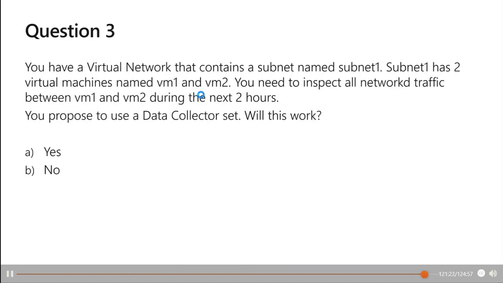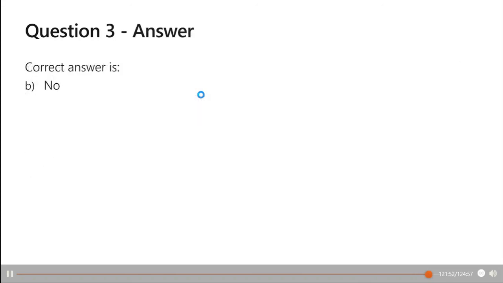So question number 3, you have a virtual network that contains a subnet named subnet 1. Subnet 1 has 2 virtual machines named VM1 and VM2. I need to inspect all network traffic between VM1 and VM2 during the next 2 hours. I propose to use the data collector set. Will this work? Yes or no, that will be the answer as well. In this case, the answer is no.